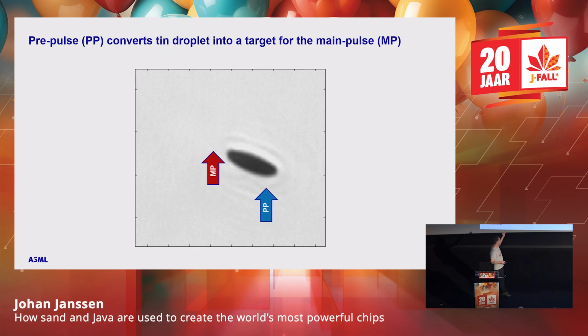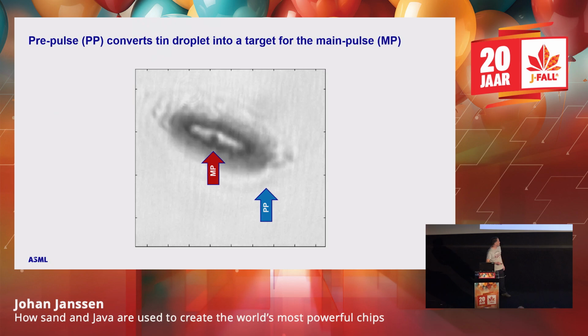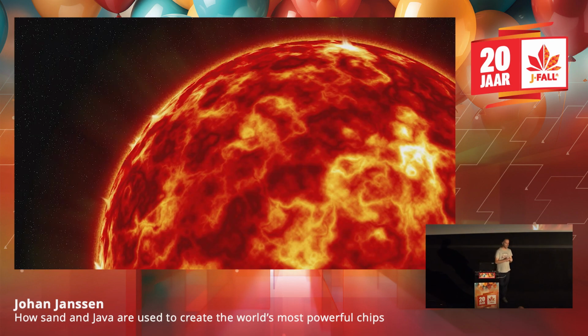So this is how it works. This is not a UFO. This is a video which they created in super slow-mo, where you can see the droplet be hit once and then hit the second time. And then it results in plasma. Plasma comparable in heat to the surface of the sun. So special gases are then used to make sure the temperature decreases. And that plasma emits EUV light.